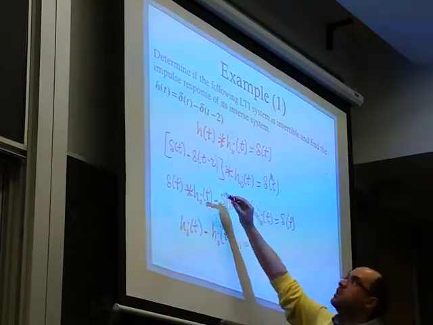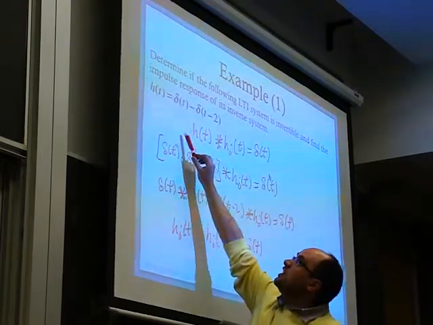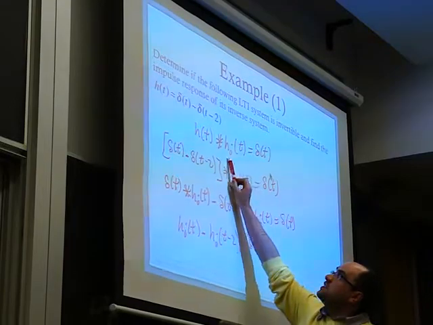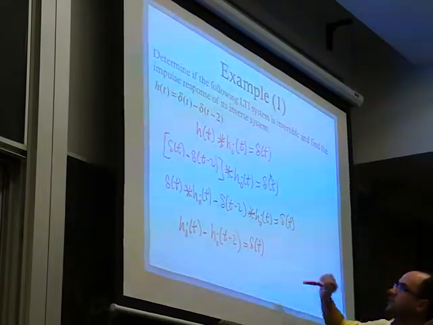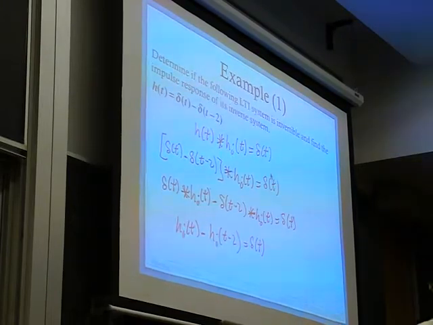You have a system with impulse response h of t, and you want to find the inverse system of it. And this is how you find it.